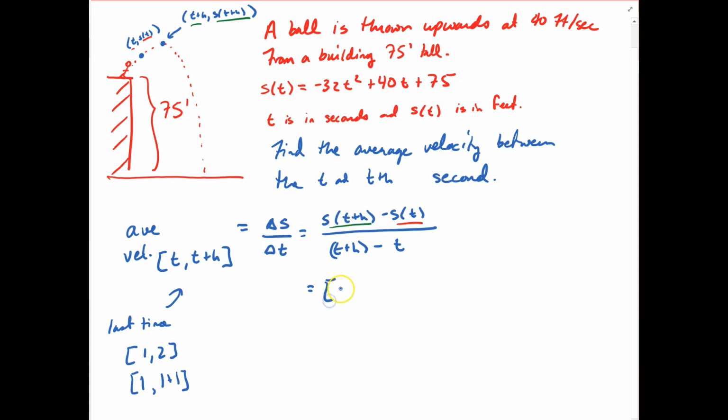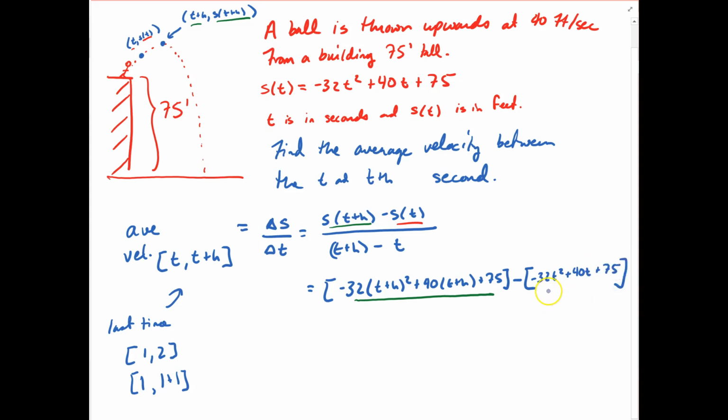So here we go. We get negative 32 times t plus h quantity squared plus 40 times t plus h plus our 75. So all of this expression here is the s of t plus h. Minus s of t, and s of t is just negative 32t squared plus 40t plus 75.